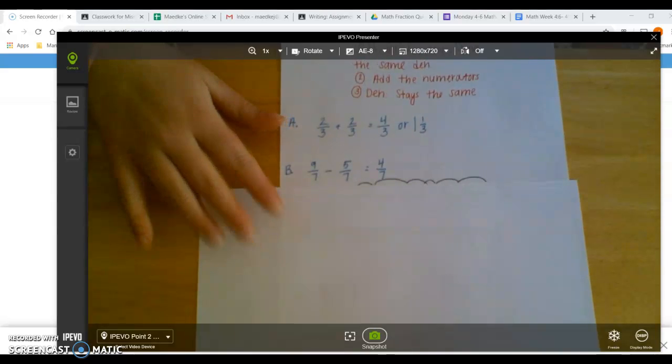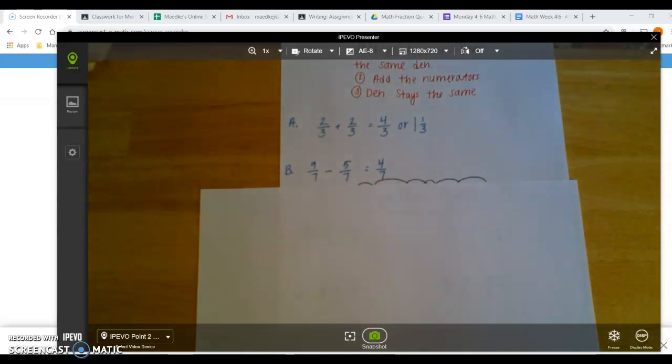Okay, let's look at another one. So our next one is 9/7 minus 5/7. Same thing as when you were adding, but now you're subtracting. You're going to take 9 minus 5, which is 4, and your denominator stays the same.